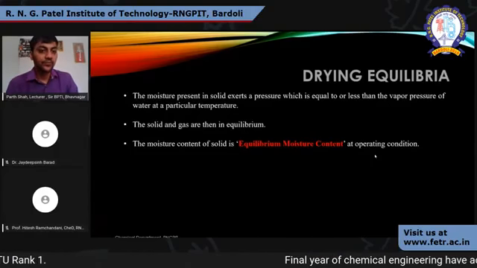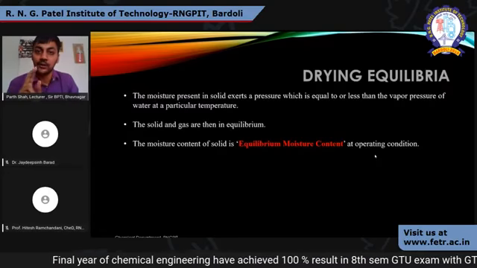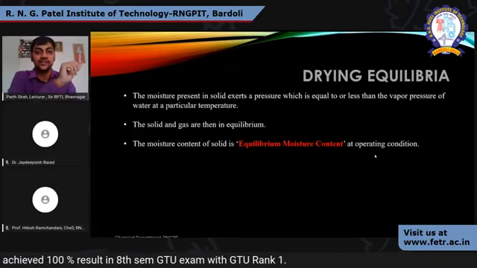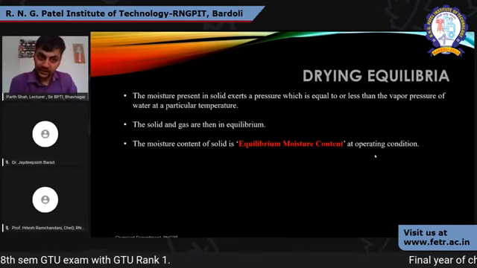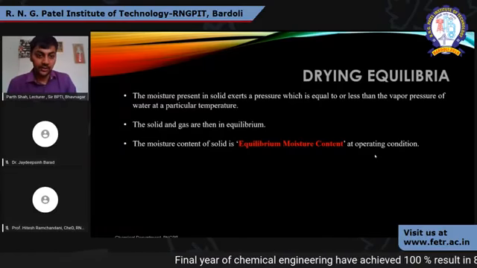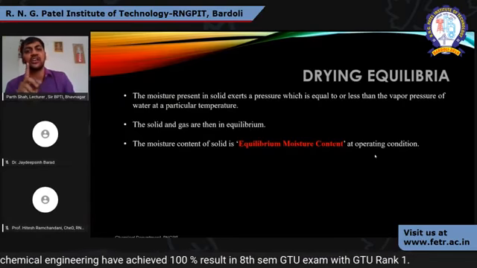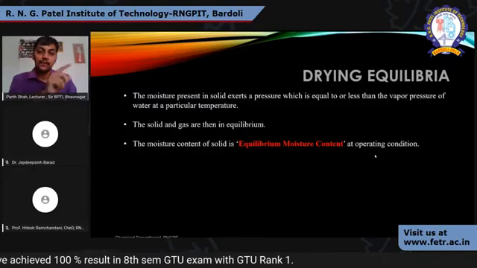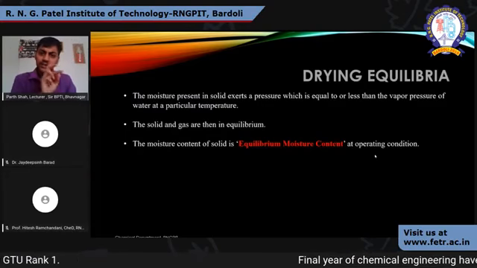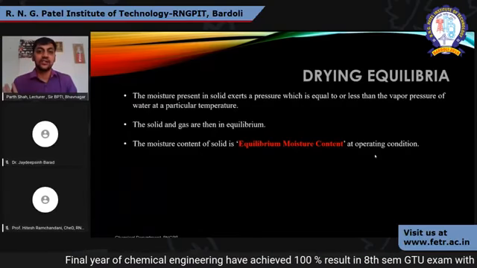Then it will be in equilibrium. So here solid and gas are in equilibrium. Solid means our wet solid, and gas is the inlet gas or air, our drying media. Okay, so that is in equilibrium. So moisture content in solid is equilibrium moisture content at operating condition. So when air is contacted with solid, it will have equilibrium moisture with the solid at a given condition.